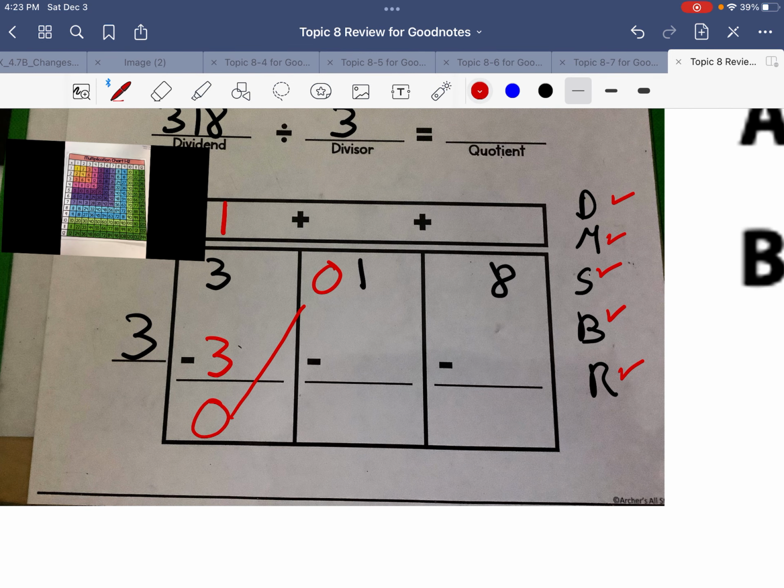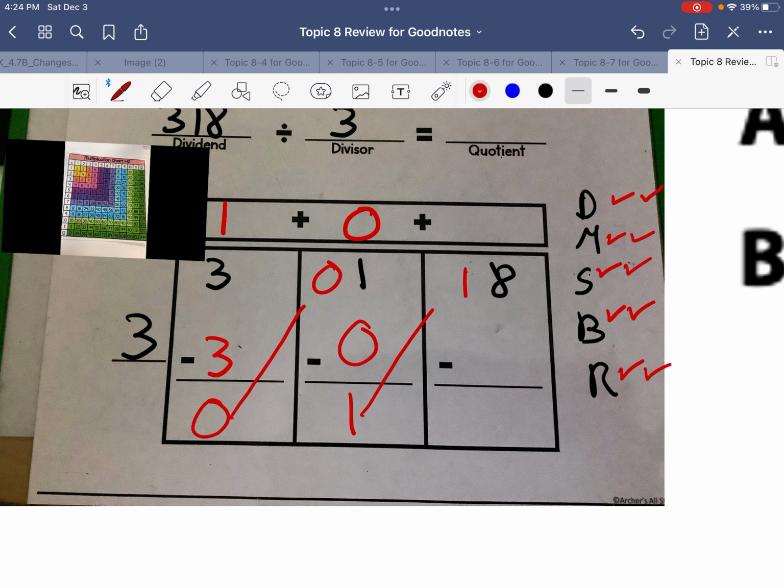And I'm going to have to put a 0 because 3 cannot go into 1. So I tried dividing. So next I'm going to multiply. I'm going to do 3 times 0. 3 times 0 is 0. And I subtract. 1 minus 0 is 1. And now I bring up my 1 and I get 18.